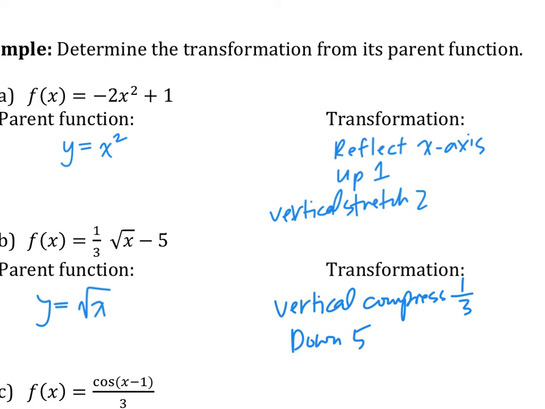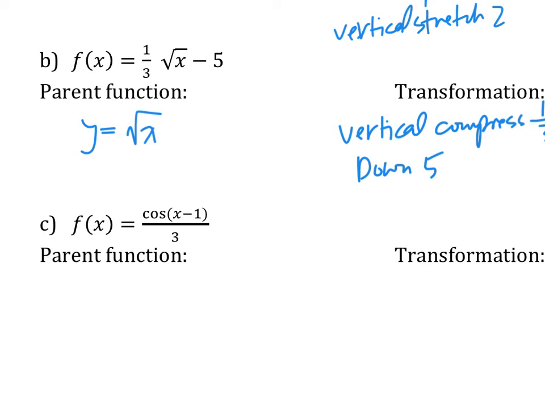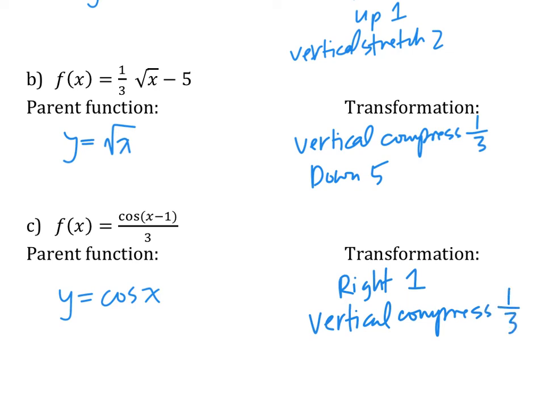Okay, how about this side? Because it would be just the 3 of you. This whole area. What is the parent function? Sine? No, not sine. Cosine. Cosine x. Transformation is a little bit more tricky. What do you guys think? Right 1. And then what? Compress. Yeah, vertical compress. 1/3, okay? So it's the number that's multiplied to the function, which is 1/3 times cosine.